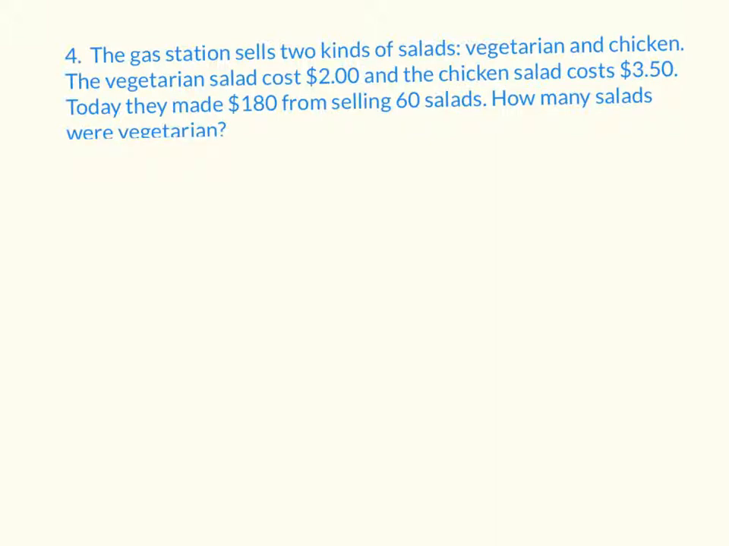Our last problem here is a story problem. We're going to have to write a system of equations to solve this because I have two different quantities. I have a dollar amount plus a total amount of salads here. So those are different. We're going to identify our variables. Let's say V is for vegetarian. And C is for chicken. And they're both salads.